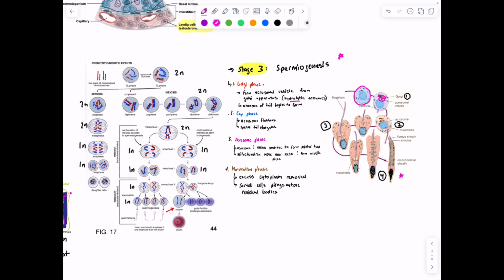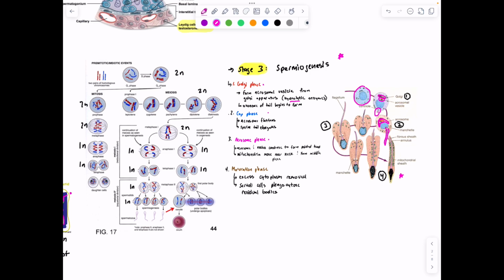And this is going to contain hydrolytic enzymes. Then you have the start of the formation of the tail. After that, you have the cap phase, where you can see that the acrosome, again full of those hydrolytic enzymes, starts to flatten. The sperm tail is elongating, so it's a cap phase. Then you have the acrosome phase, which is the acrosome and nucleus condensed to form a pointed head.